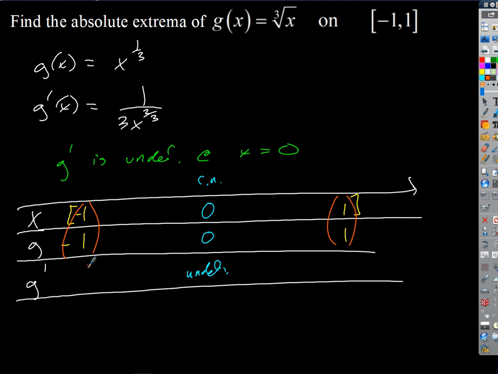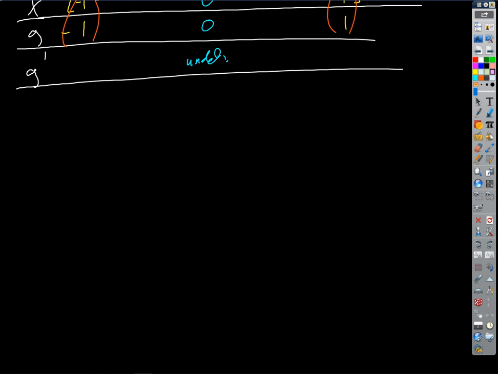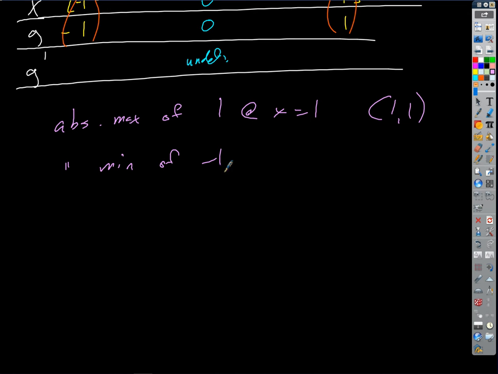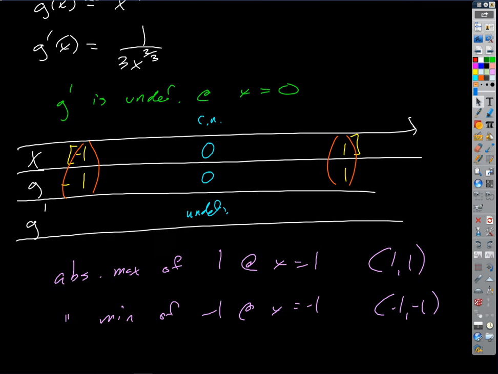Okay, so just to summarize, we got x equals 1, absolute minimum of -1 at x equals -1, which is represented by that point. Okay? All right. So I think we got the hang of that stuff.